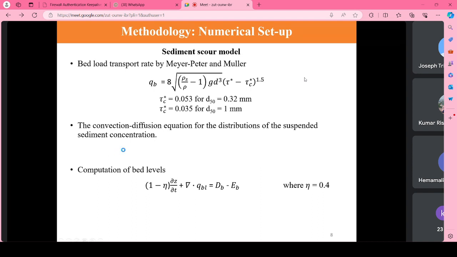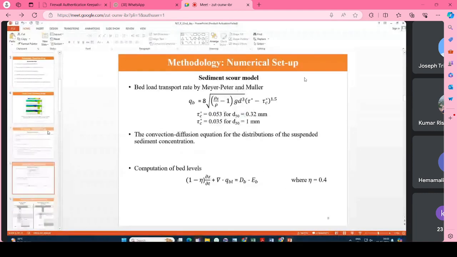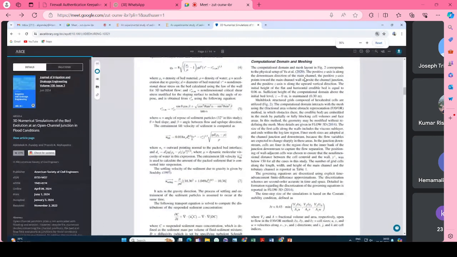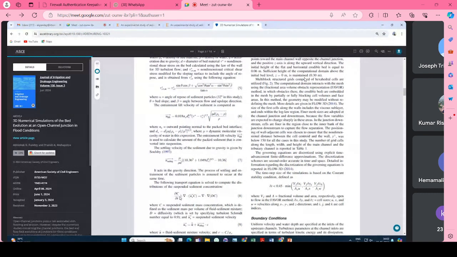I will show you here the mathematical formulation for them. That paper is published now. So here you can see the equation of the convection-diffusion equation, and that's used for computing the concentration of the suspended particles in the water flow.